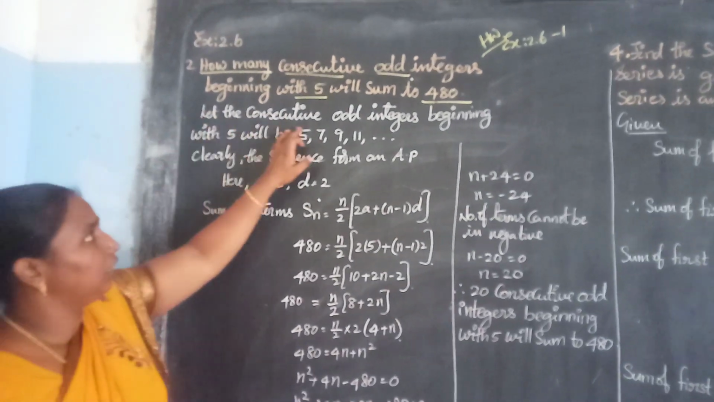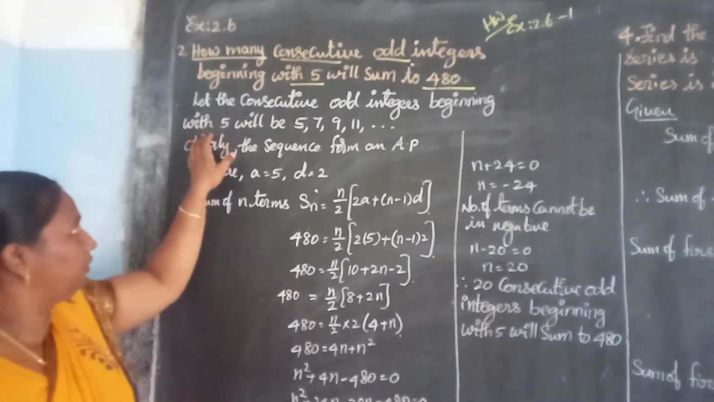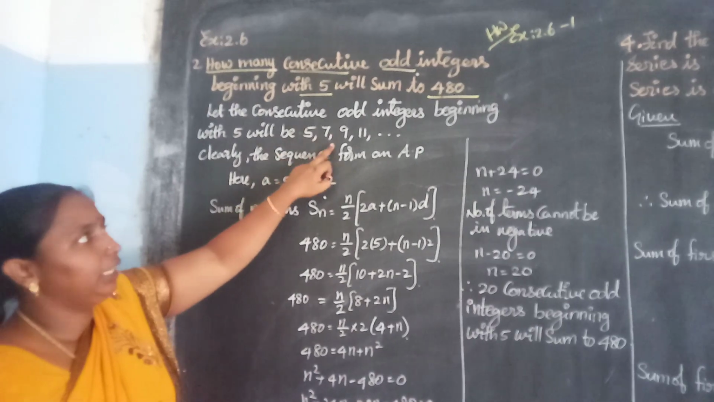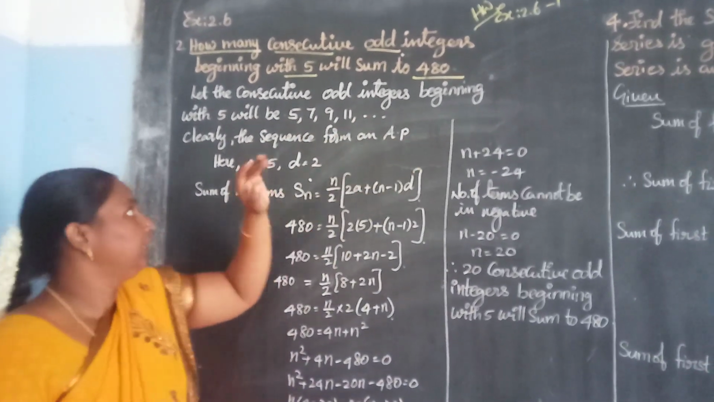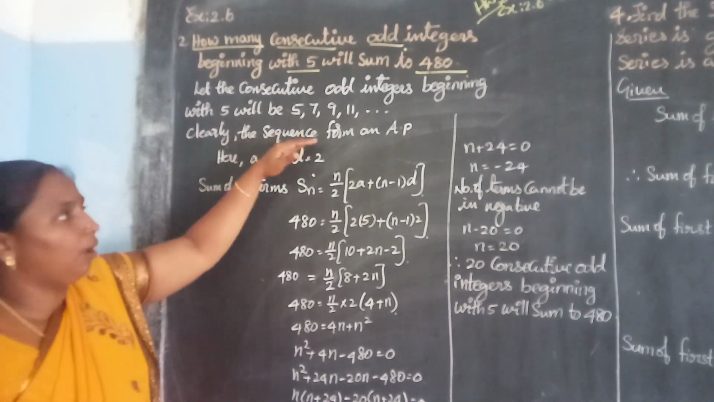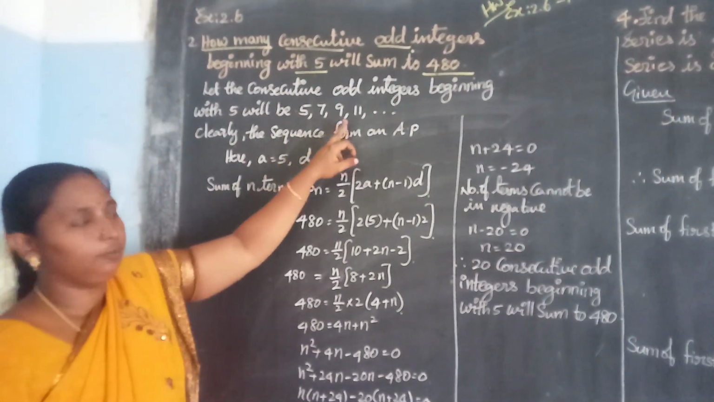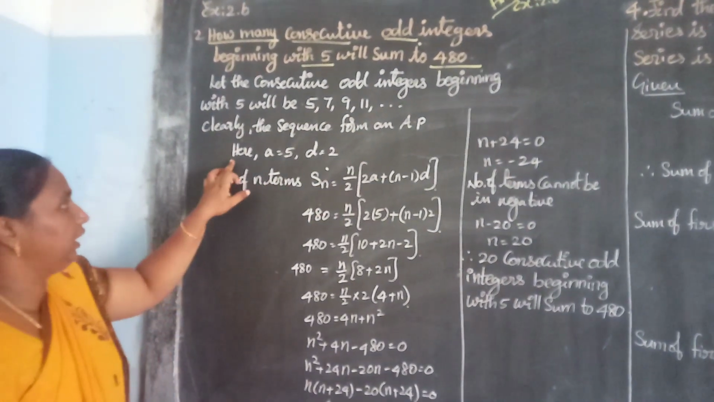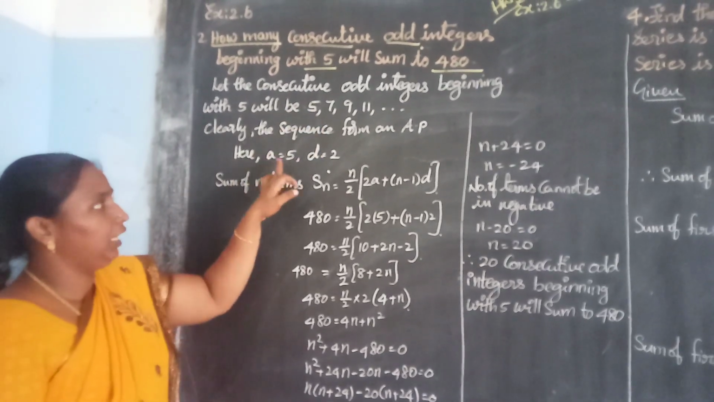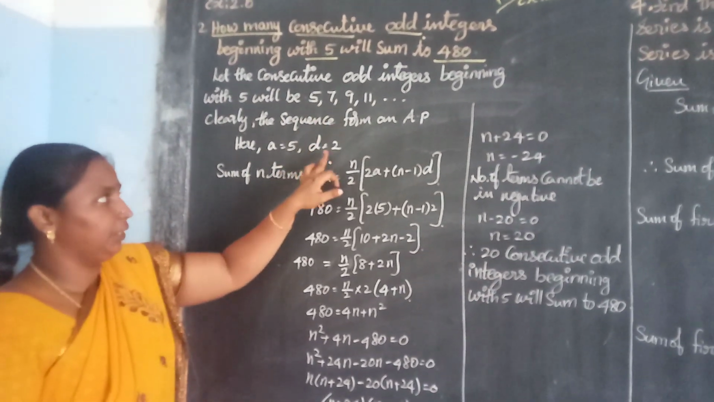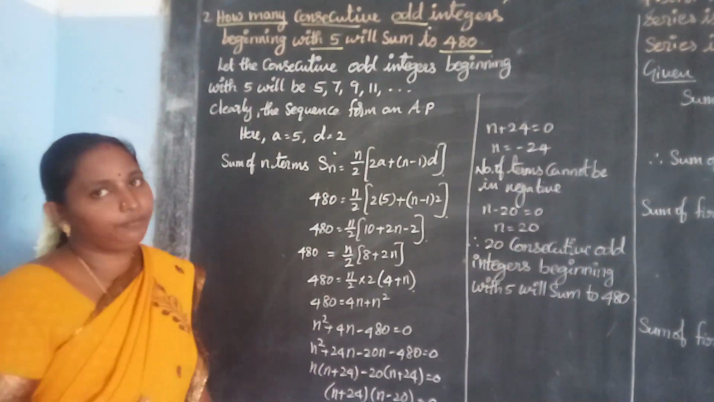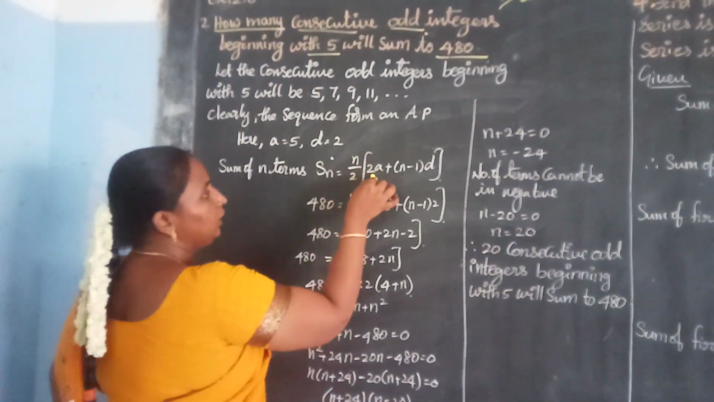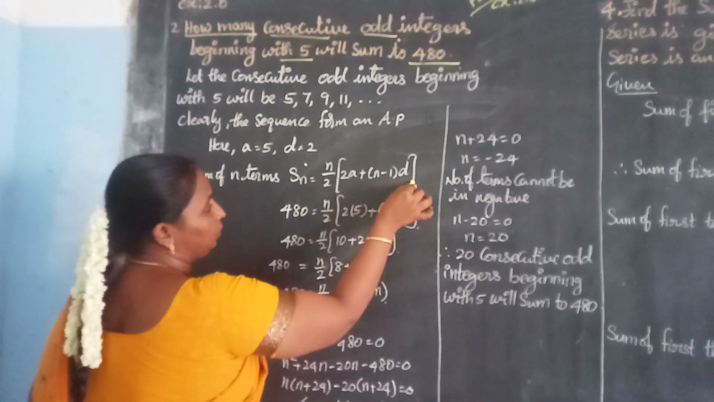Okay. So let the consecutive odd integers beginning with 5 be 5. Next, what is the odd integer? After 5 comes 7, 9, 11 and so on. Definitely the sequence is an AP because the common difference is 2. So here the first term a equals 5, the common difference d equals 2. So what is the formula for the sum of n terms, Sn? n by 2 into 2a plus (n minus 1) into d.